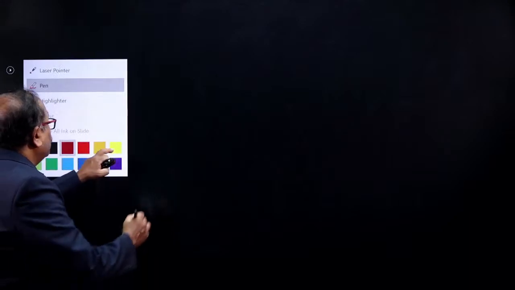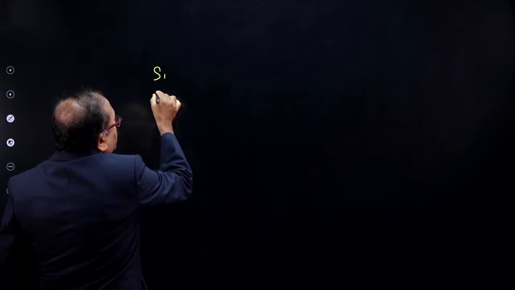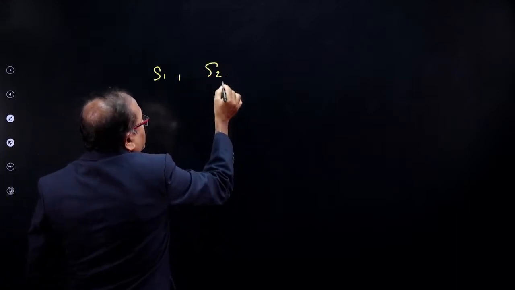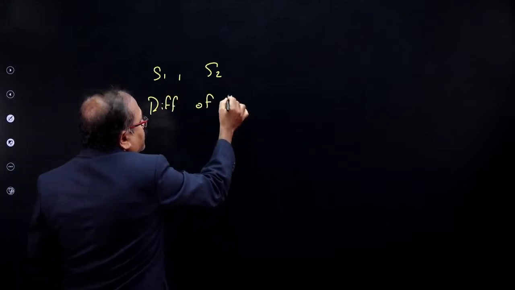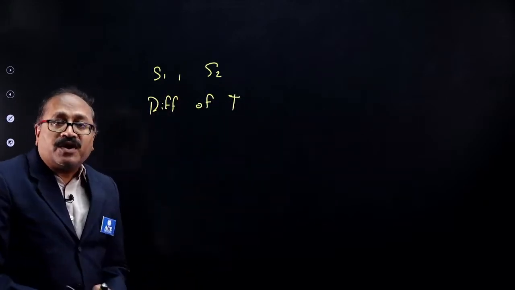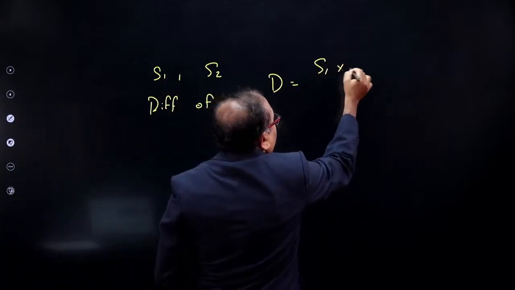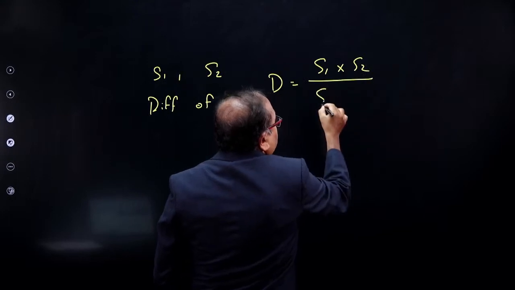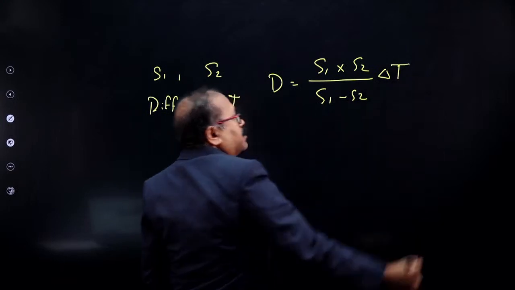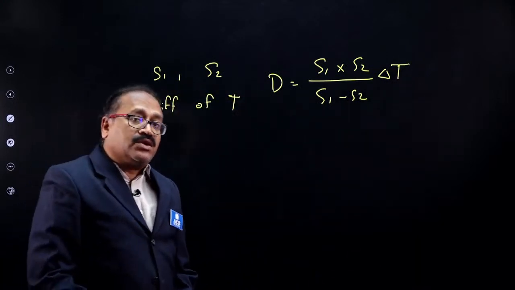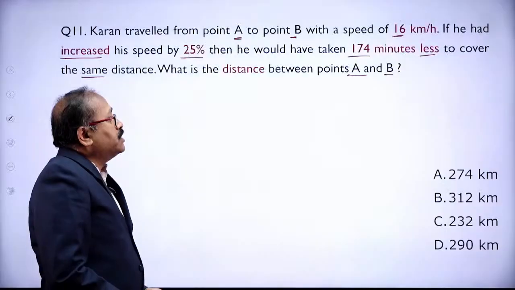That is, if the speed 1 and speed 2 are given to us, and the difference of time is given to us, then there is a formula for distance. So the distance is equal to S1 into S2 by S1 minus S2 and delta T, where delta T is nothing but the difference of time. So let's work this out on the previous question.